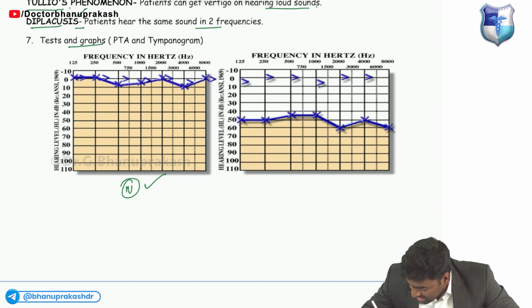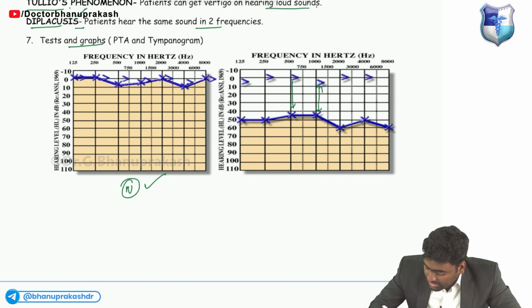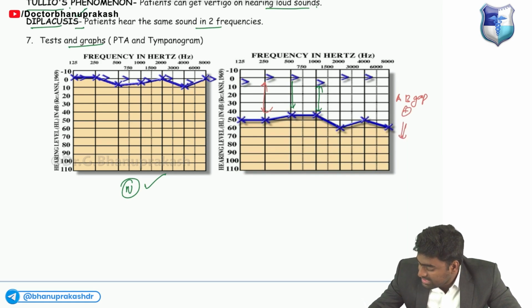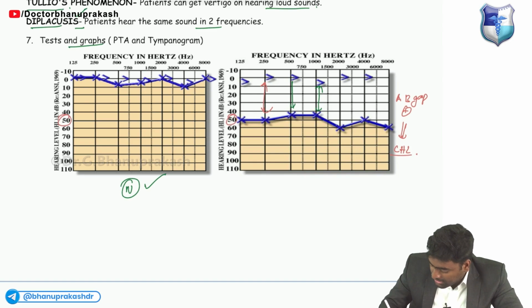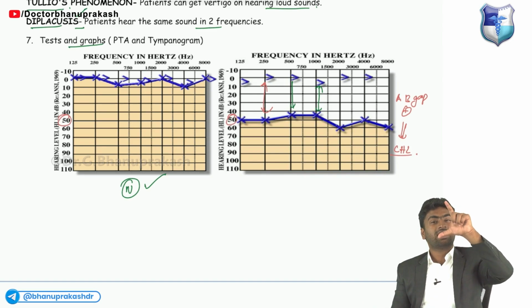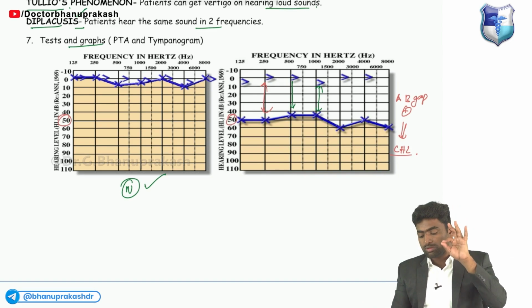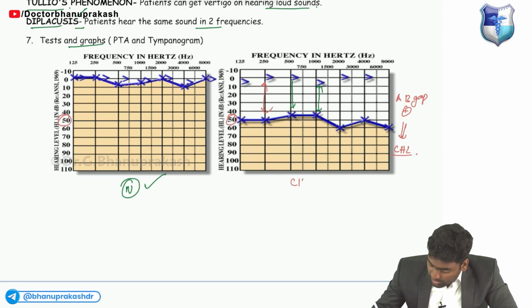Whereas if you're able to see, there is a gap between the bone conduction and the air conduction. If you see this air-bone gap present, typically it is conductive hearing loss. See, here there is a 50 decibel loss, so there is a gap between bone conduction and air conduction. It is conductive hearing loss.